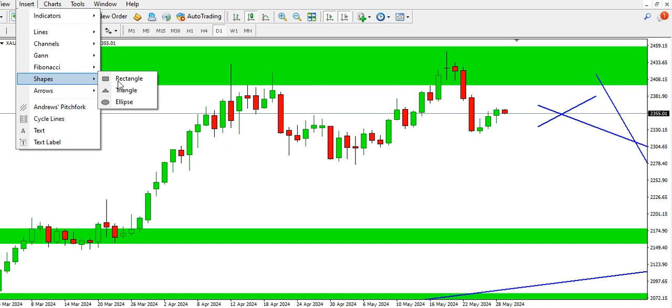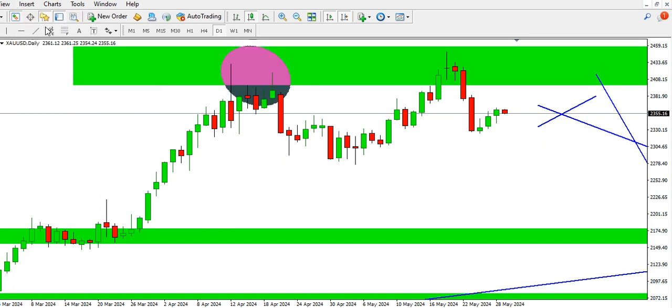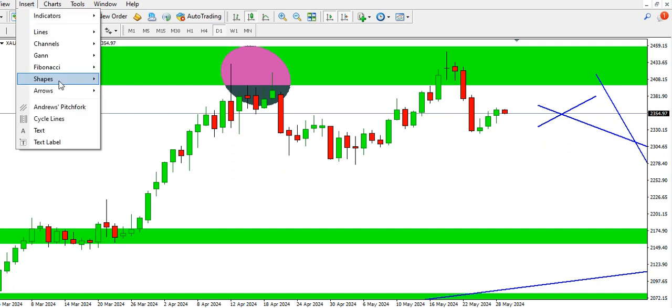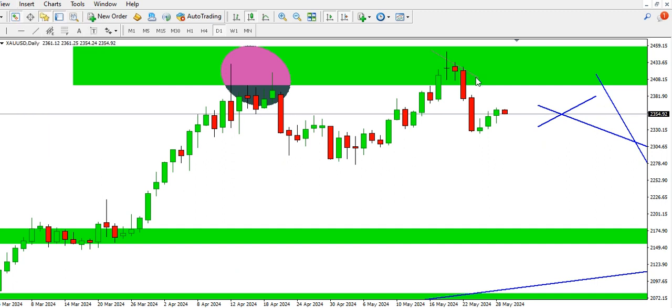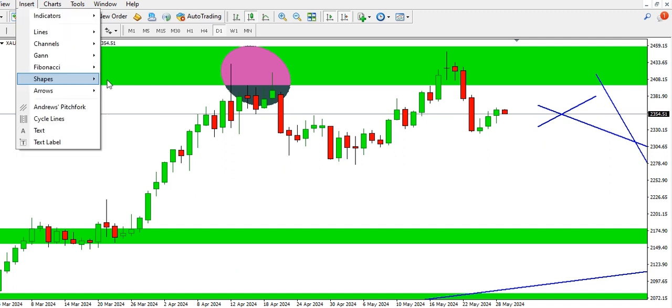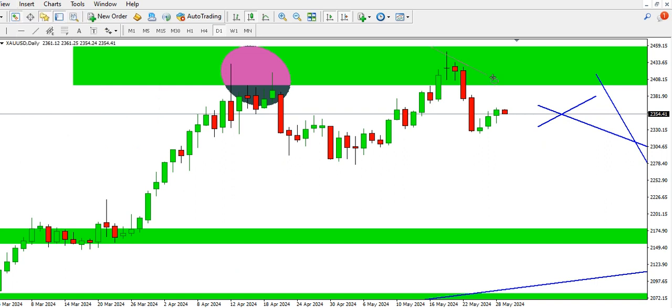This is the first top. This is the second top. The second top might end up as a triple top before we see price drop. Might end up seeing a triple top, but that will take some time before we see price drop. But for now, what we are looking at is a possible double top.